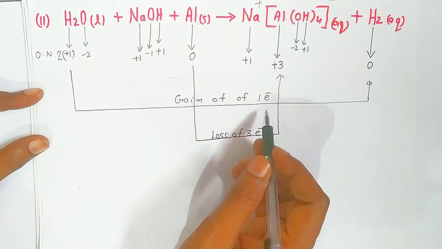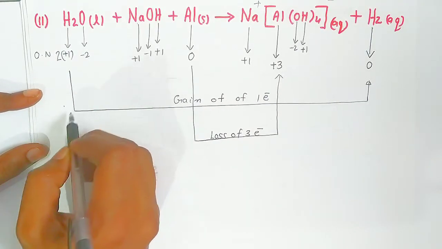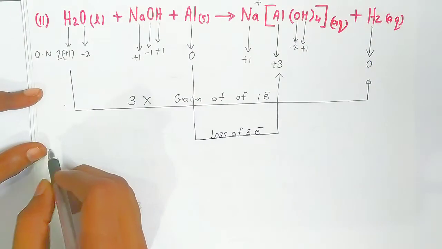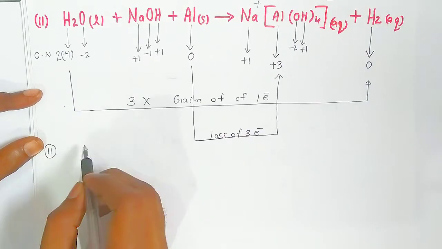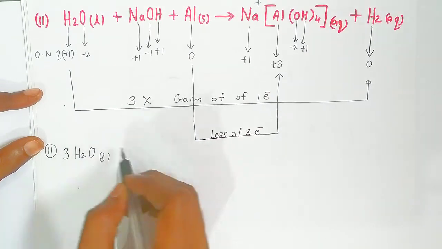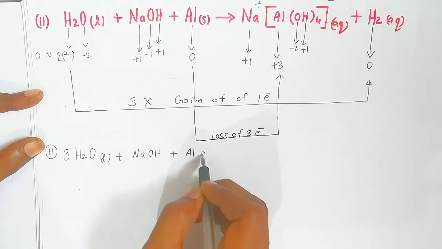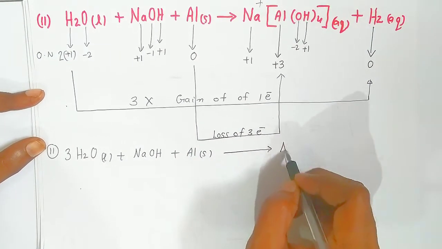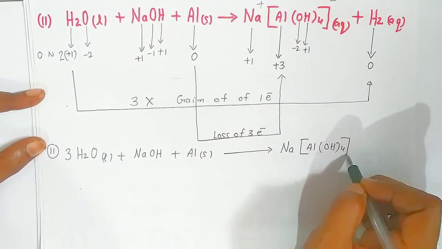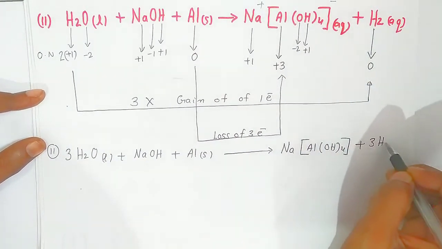Now students, if you want to balance the number of electrons, you have to multiply the gain by 3, so on both sides we multiply by 3. The equation becomes 3 times H2O combines with 1 times NaOH and aluminum solid, it gives you NaAl(OH)4, aluminum hydroxide complex, and because you multiplied, this also becomes 3 times H2 gas.